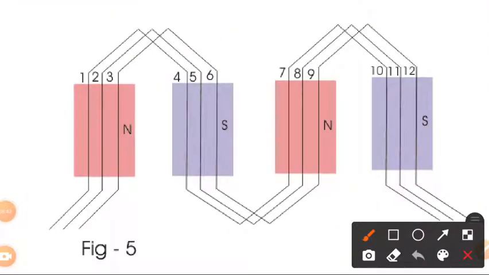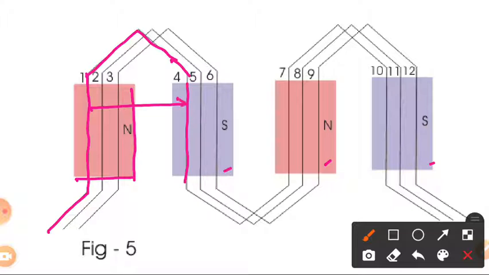Get the good idea. Let us assume this is one north pole and this is a south pole, north pole and south pole, a 4-pole machine. It has 12 conductor slots. Now the first conductor of the first coil is connected to the fourth conductor. This is known as the back pitch, so we can say this is a distance of YB, back pitch.